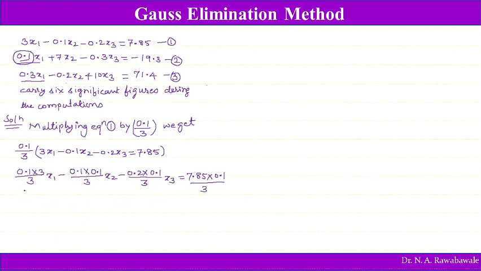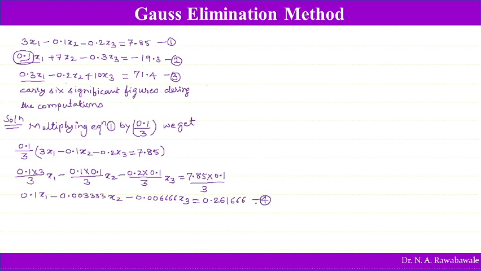On simplification, we get this as 0.1x1 minus 0.003333, taking it up to 6 significant figures, x2 minus 0.006666 x3 is equal to 0.261666. We call this equation number 4.